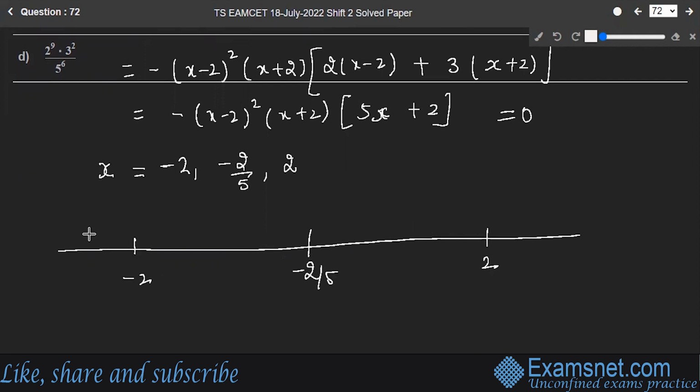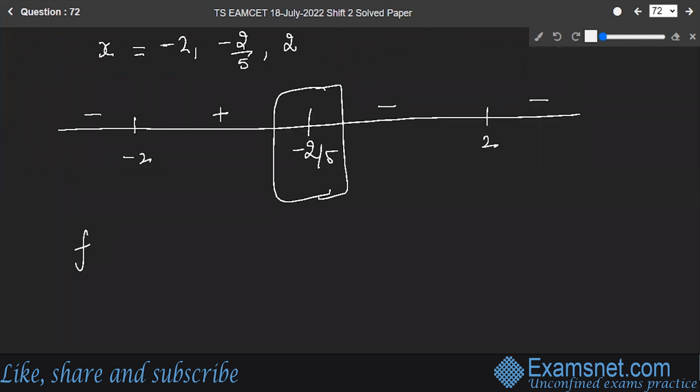If you look at the function, it is decreasing towards the left of minus 2 and towards the right of minus 2, and towards the left of minus 2 by 5 it's increasing. This side it's decreasing, and even this side it's decreasing. Therefore, if you look at this, definitely local maxima is going to occur at minus 2 by 5. So f(x) has local maxima at x equal to minus 2 by 5.